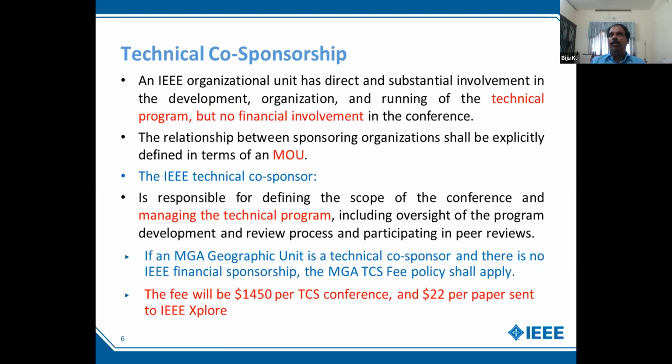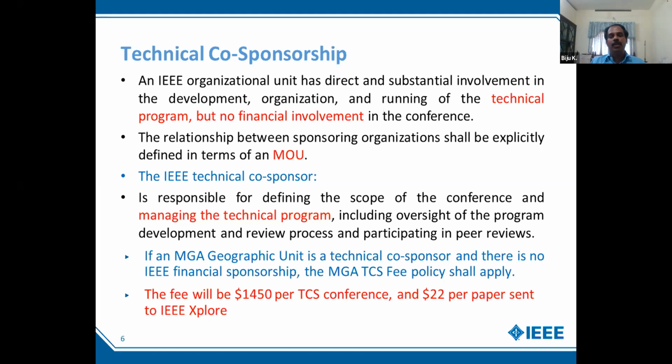And this year also the fees, as earlier mentioned, the fee is $1,000 per the conference, and $15 per paper if you want to publish that to IEEE. And from next year onwards, the fee is raised to $1,450 for the conference, and $22 per paper if you want to publish that to IEEE.